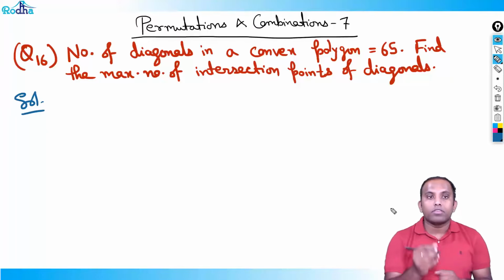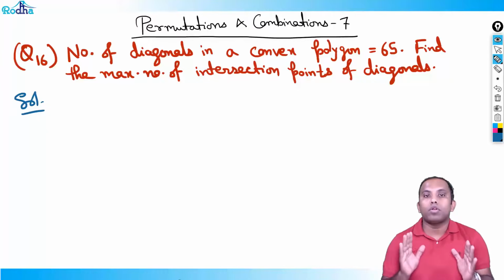And this is the 16th question here. The number of diagonals in a convex polygon is equal to 65. Find the maximum number of intersection points of diagonals. This is the question.